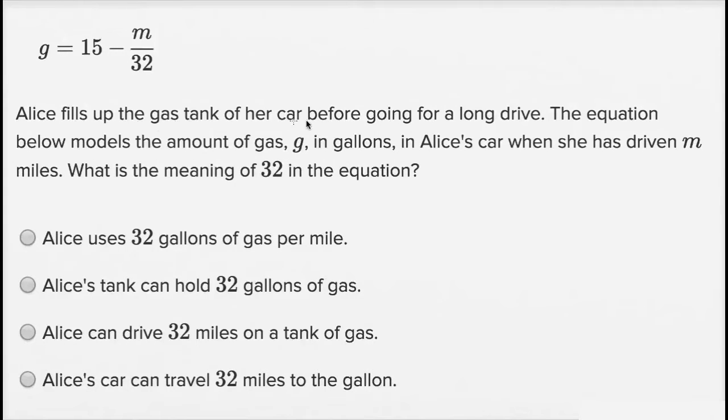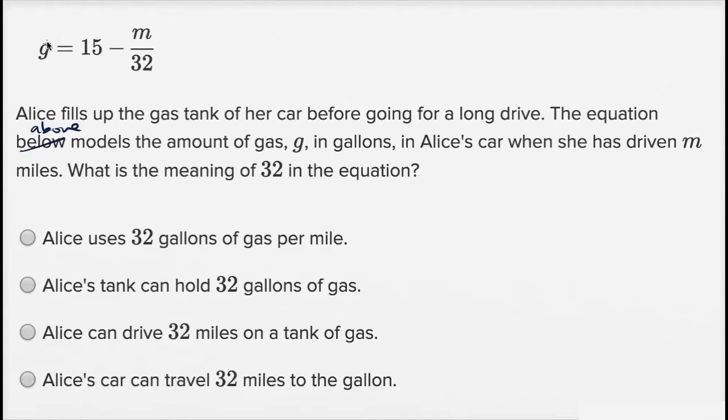Alice fills up the gas tank of her car before going for a long drive. The equation above models the amount of gas, G, in gallons in Alice's car when she has driven M miles. What is the meaning of 32 in the equation?